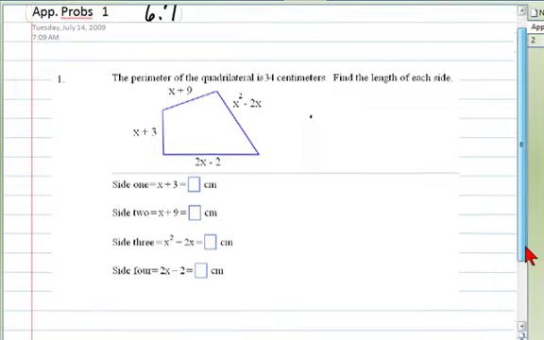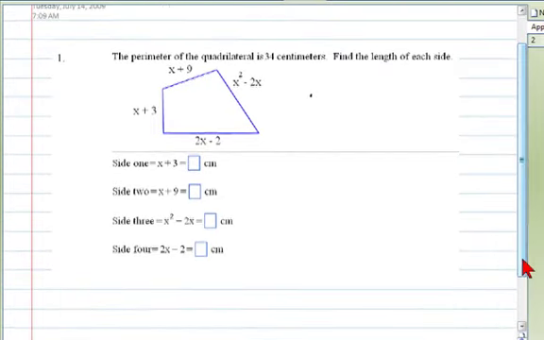It says, and I can't project it here in class a whole lot bigger than this, the perimeter of a quadrilateral, and that is a four-sided figure. The perimeter of a quadrilateral is 34 centimeters. Okay, now what does perimeter mean? Distance around. Find the length of each side. And then they have a drawing for us.